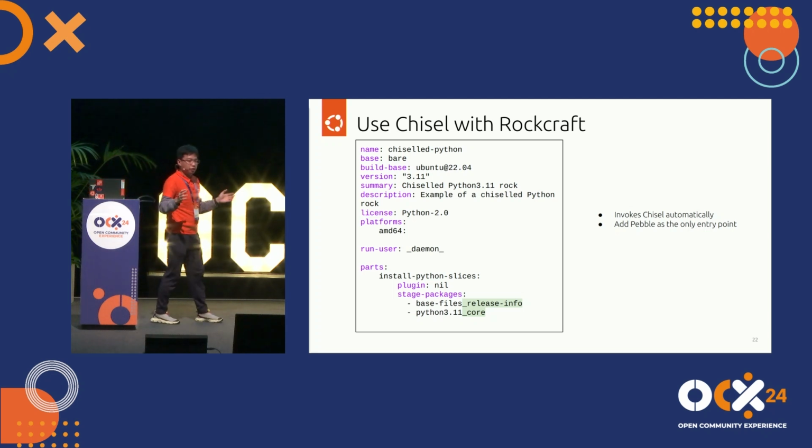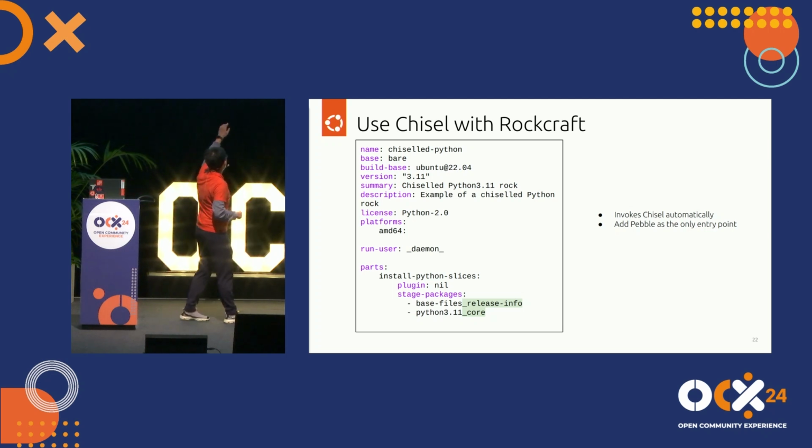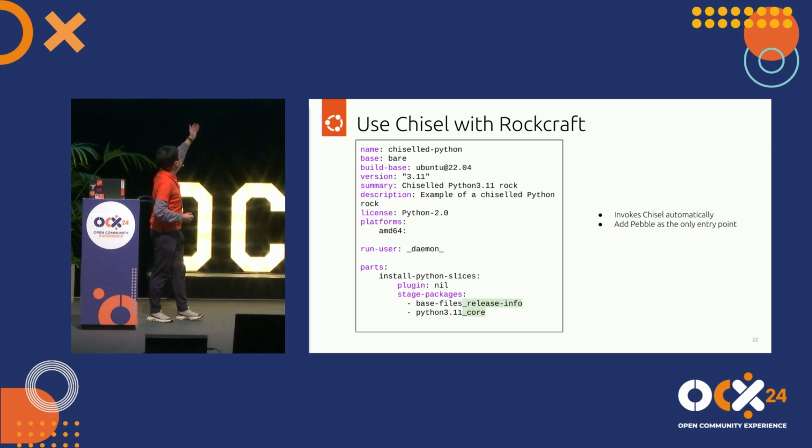Then how do we use Chisel with Rockcraft? Still, the changes only consist of 2 lines of code. We only need to give the slice name, which is separated from the package name using an underscore. So now, instead of base-files, we put base-files_release-info. And instead of normal Python, we put python3.11_core. Previously we used standard, now we use core, so we can further minimize the size of the image.